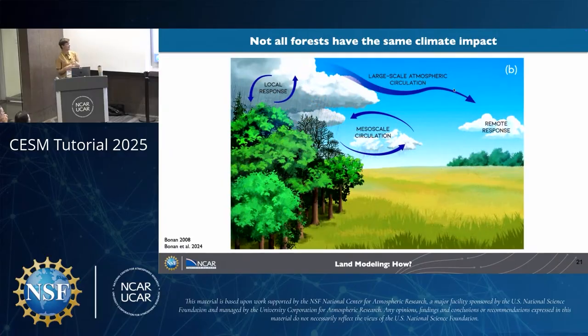And then on top of that, there's this local response, which is easy to think about, but then the large-scale atmospheric circulations and teleconnections that result from that are where it gets mind-blowing in terms of the remote response that you have. But again, these are the kind of questions that CESM lets you think about.